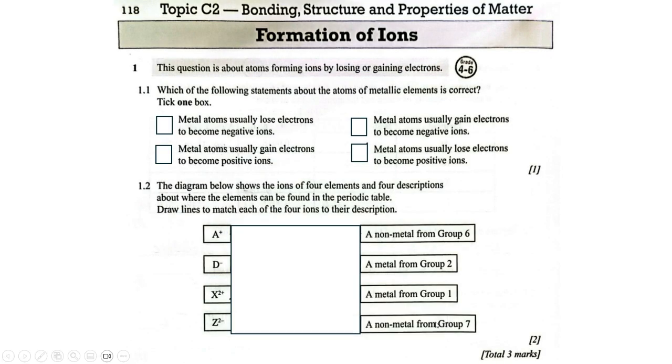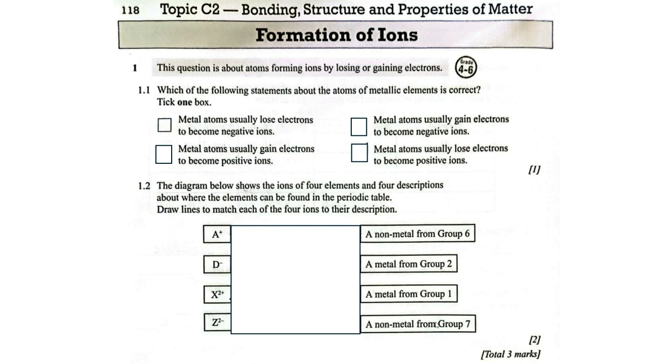So, this question is about atoms forming ions by losing or gaining electrons. Which of the following statements about the atoms of metallic elements is correct? Metal atoms usually lose electrons to become negative ions. This one's incorrect, partly. They do lose electrons, okay, but because the electron is negative, losing them makes the atom positive, not negative. So it can't be the first one.